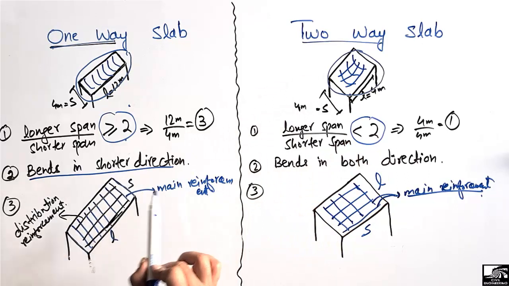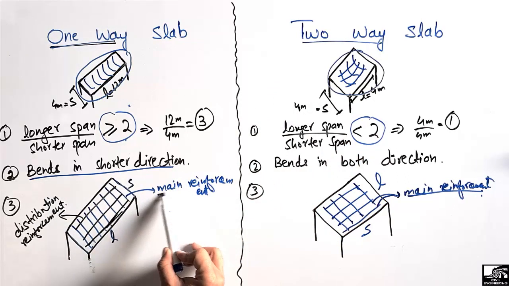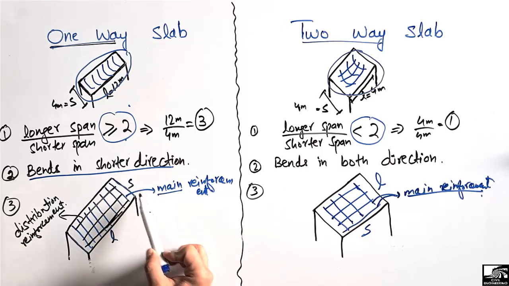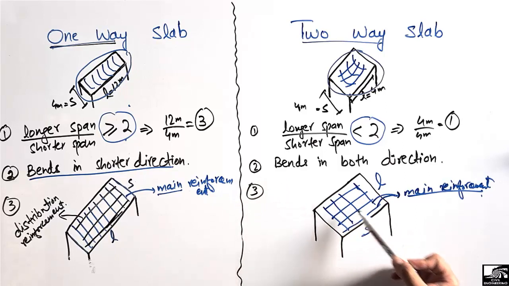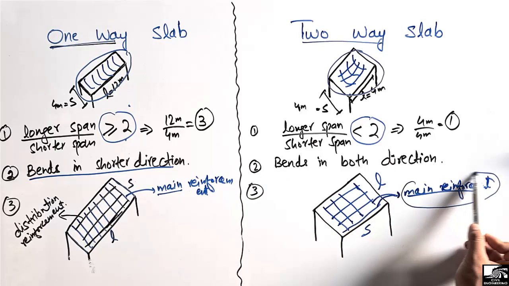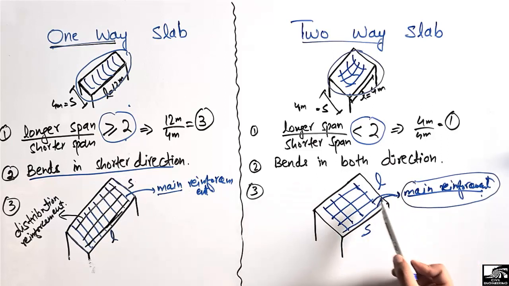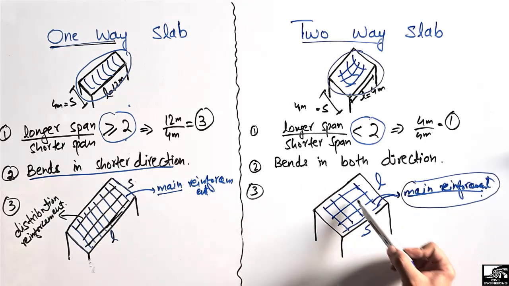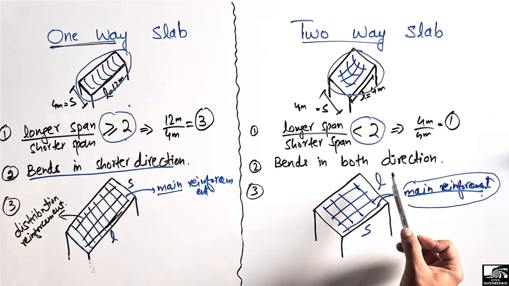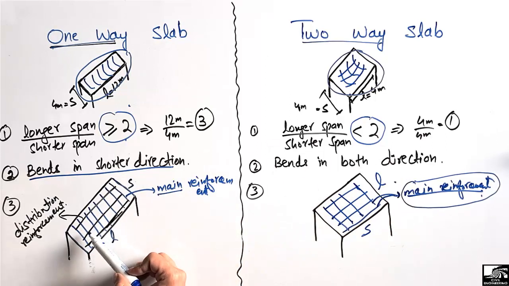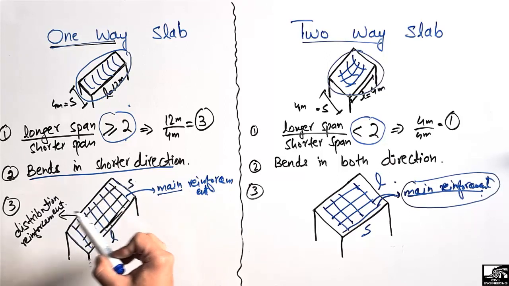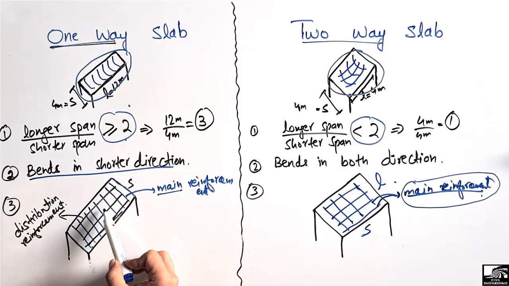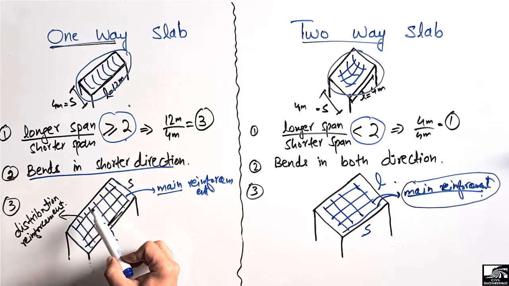And regarding the reinforcement, the main reinforcement should be provided in the shorter direction in the case of the one-way slab, while in the case of the two-way slab, it should be taken into account that main reinforcement should be provided in both directions. So the spacing will be equal in both directions in the case of the two-way slab, while in the case of the one-way slab, the distribution bars will be provided in the longer direction, and the distance between two distribution bars is mostly higher than for the main reinforcement bars.